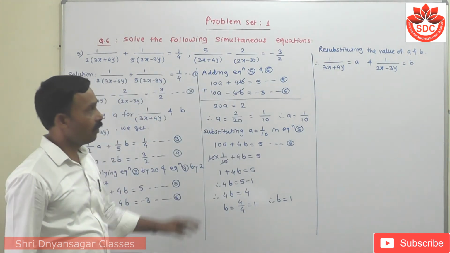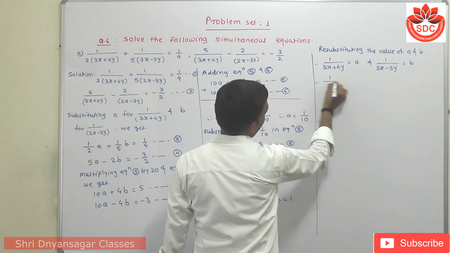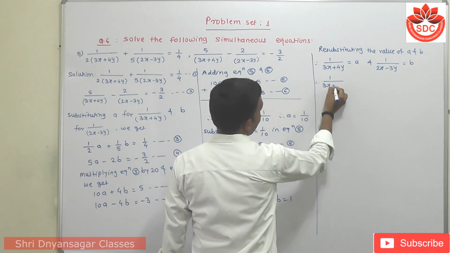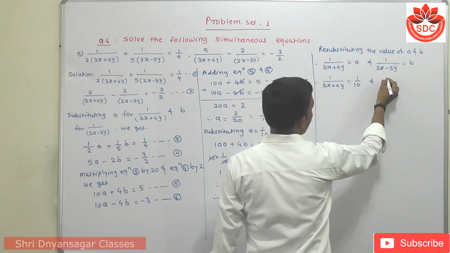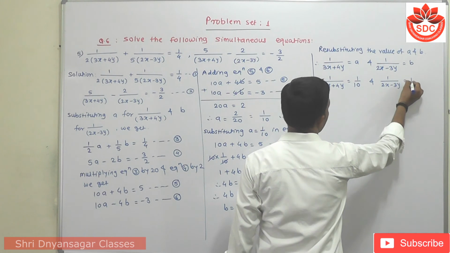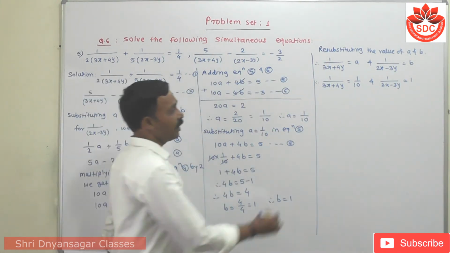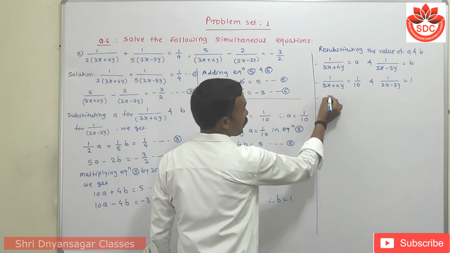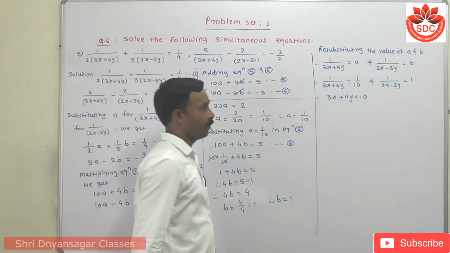We have to substitute the value of a and b. A is 1 upon 10, so that here is 1 upon 3x plus 4y is equals to 1 upon 10, and the next one is 1 upon 2x minus 3y is equals to the value of b, which is 1. Then by cross multiplication we get new equations. 3x plus 4y is equals to 10.